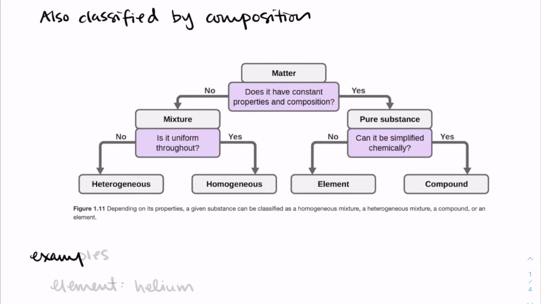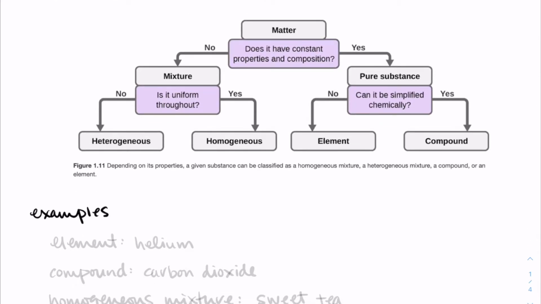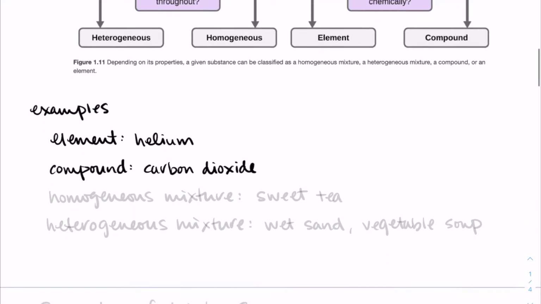Some great examples. An example of an element is helium. So something that I've just read off the periodic table, which, don't worry, we have videos about the periodic table that we're going to go through. It has a constant set of properties and composition, and you cannot simplify it chemically. A compound example would be something like carbon dioxide. It's a pure substance because it has constant properties and composition, but it has carbon and oxygen in it. So it'd be kind of difficult, but we could simplify it chemically.